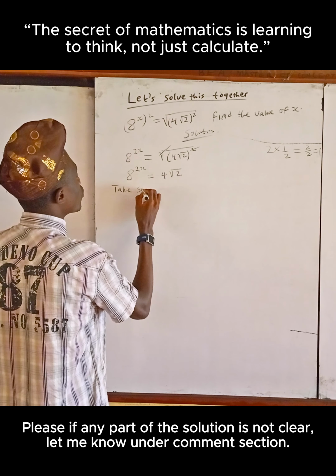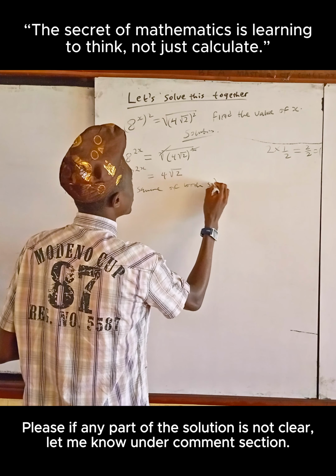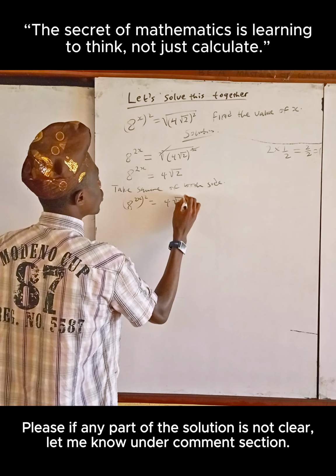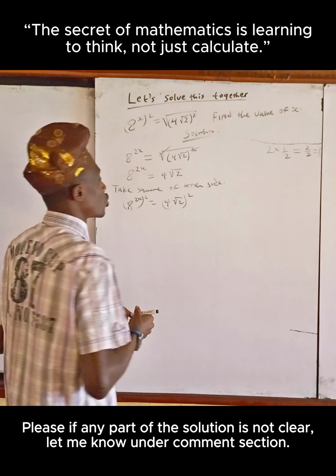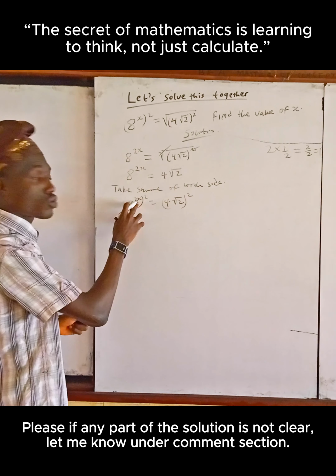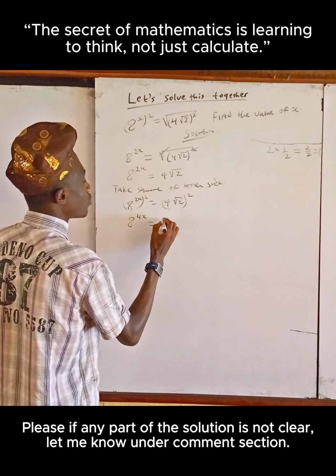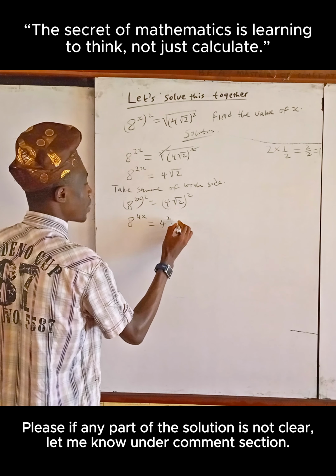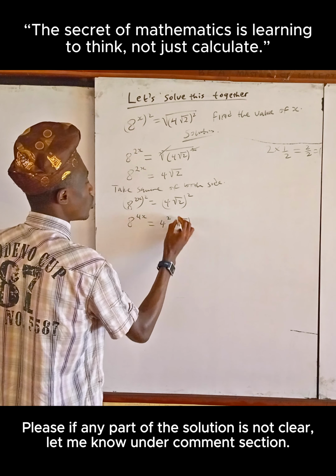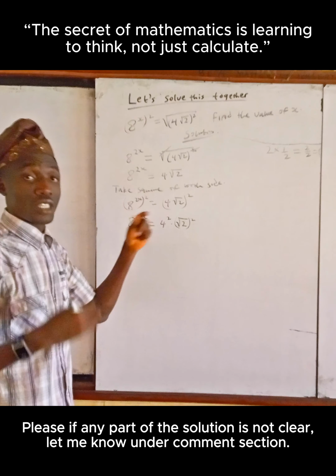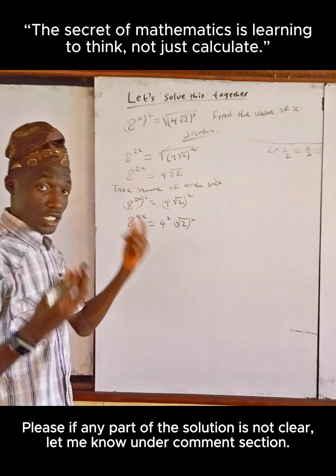So take square of both sides. Now we have (8^(2x))² equals (4√2)². Are you with me? So when we take the square, what are we now going to have? 2 multiplied by 2 is going to give us 4. So we have 8^(4x) equals 4² multiplied by (√2)². You know, it is multiplication that is joining these two together. 4√2, the multiplication is joining them. So 4 will take its own square, √2 will also take its own, and that is our main purpose. We want to cancel out this square root.